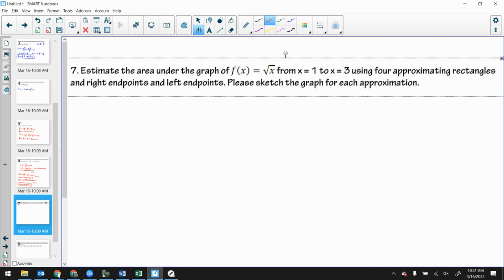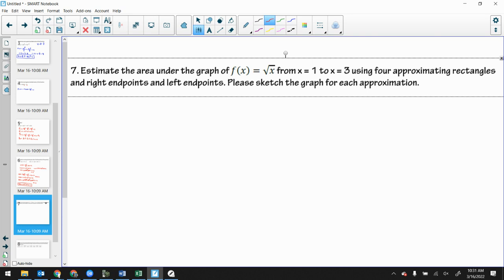Estimate the area under the curve of f of x equal to square root of x from 1 to 3. This is the question that I was getting the most questions on from the people that were reviewing this earlier. Problems 7 and 8 are done better when you do them alongside each other. They seem like very different problems, but they're not really in the end.